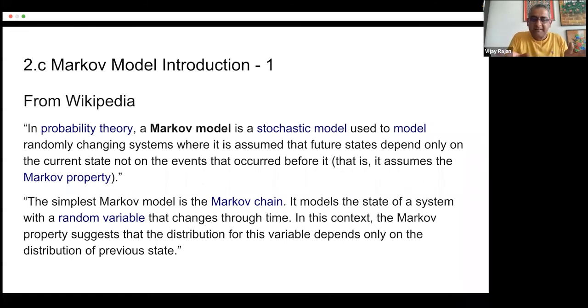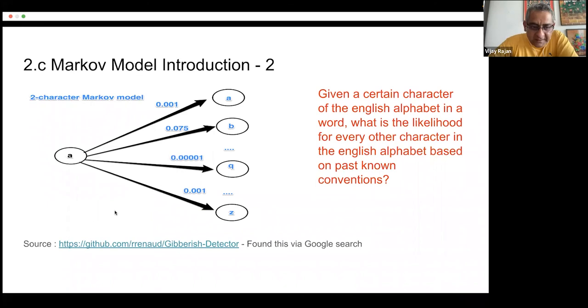The simplest example of a Markov model is the Markov chain, which basically says your next state depends only on your previous state and not before that, right? So how can you use a Markov model on gibberish addresses? Where's the connection? I did a Google search, and I have to give credit to this person, Renaud. He had explained this and done this.